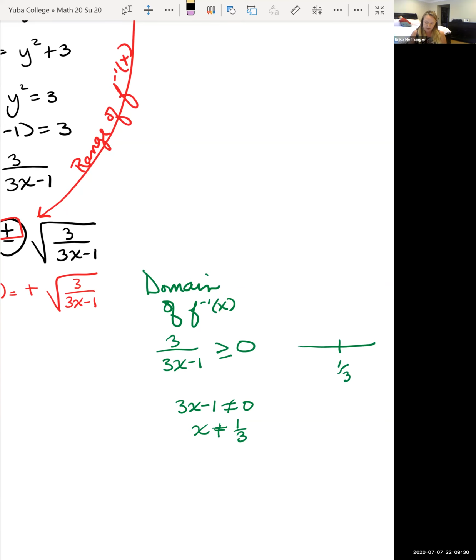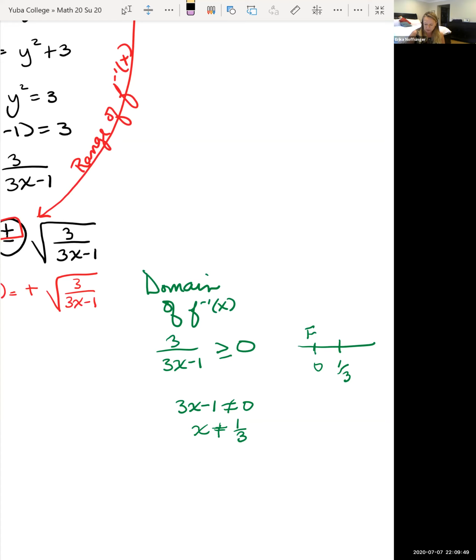if we plug in a number to the left of 1/3 to see if it's true or false, if we plug in 0, we get 3 over 3x minus 1, or 3 over 0 minus 1, which is 3 over -1, which is negative. And so this is false. This was not going to be part of the solution.